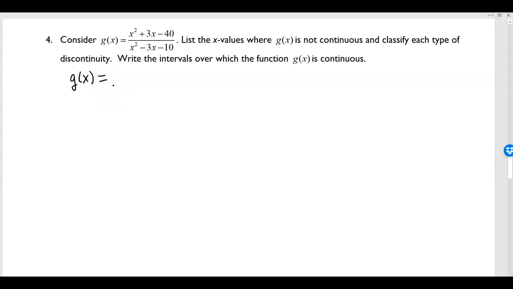Remember this from pre-calculus. So my numerator is x plus 8 times x minus 5. My denominator is x plus 2 times x minus 5. So I see that this factor cancels out, x minus 5. Remember that if a factor cancels out, that means there's a hole there. So at x equals 5, there's a hole in my graph.